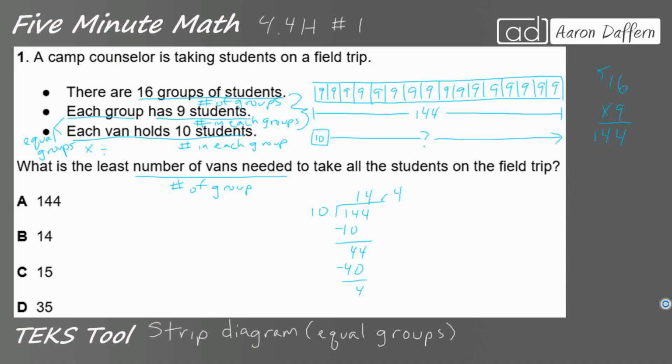So in situations like this, when it doesn't go in perfectly, you need to interpret the remainder. That means in the problem situation, what would make the most sense? Well, if I can fill up 14 vans totally, and I got 4 kids left over, I need another van. And that other van is either going to be not filled up, or I might spread out some of the other vans so they're not at 10 each. So I need 15 vans to get all of my kids to the field trip.